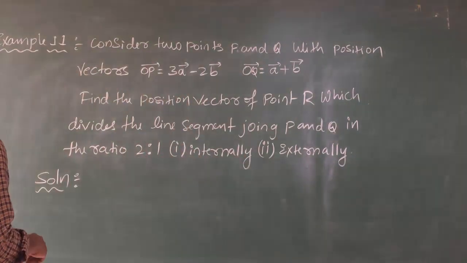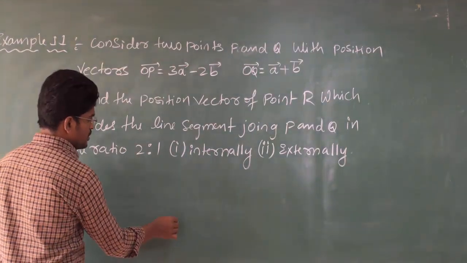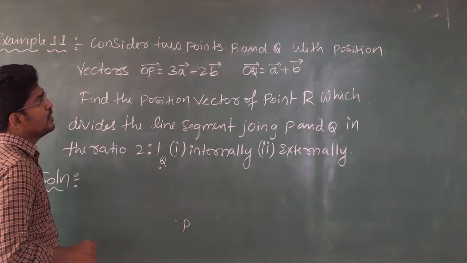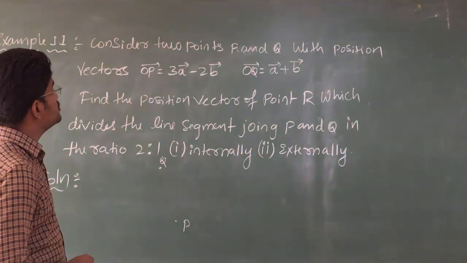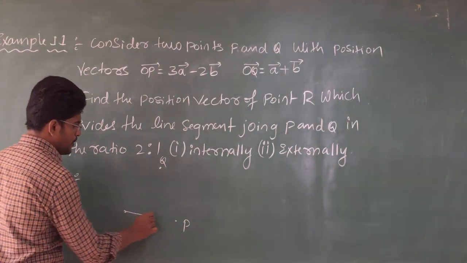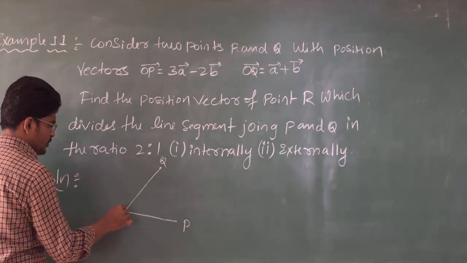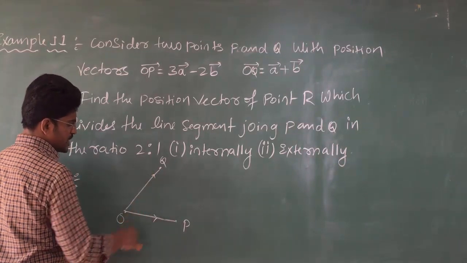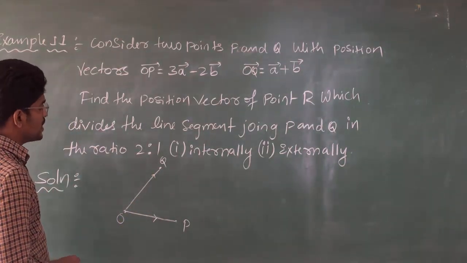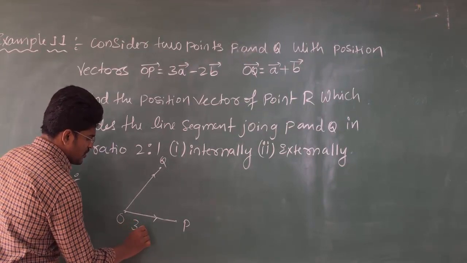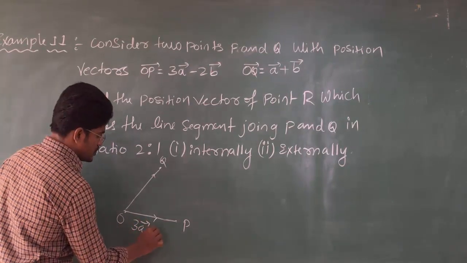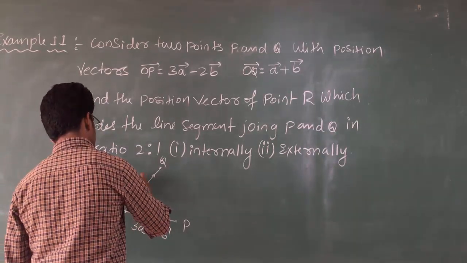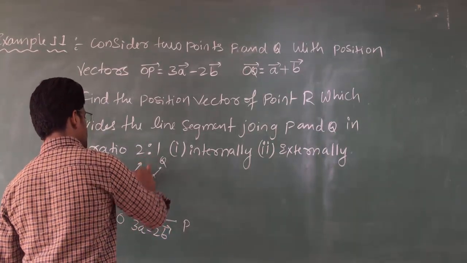Clear? So here consider 2 points P and Q. This is P and this is Q. So they have given the position vectors of P and Q. So this is O, this is vector OQ and this is vector OP. So what is vector OP? 3 times vector A minus 2 times vector B. What is OQ? Vector A plus vector B.